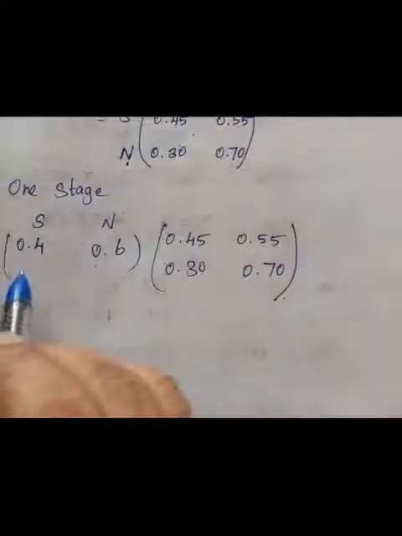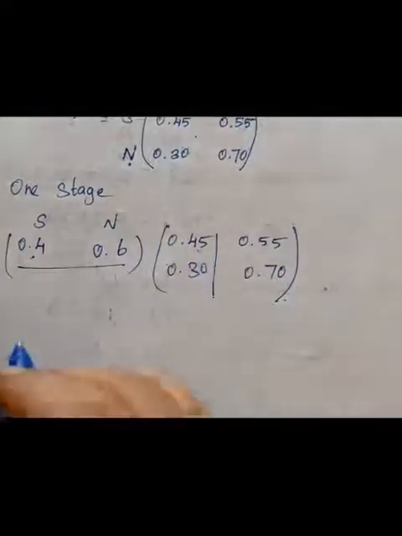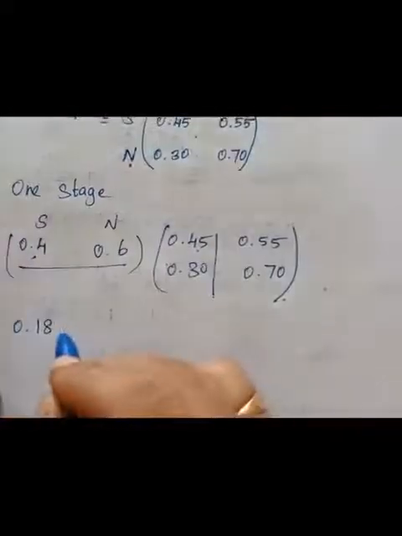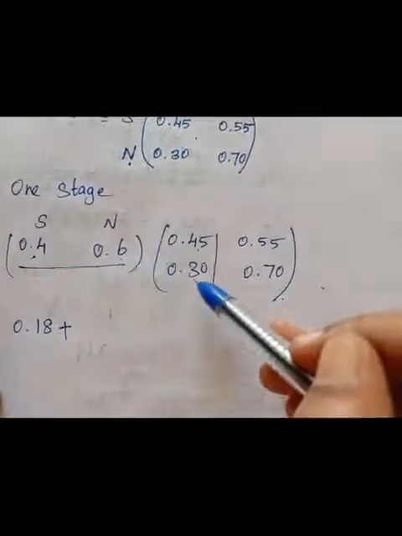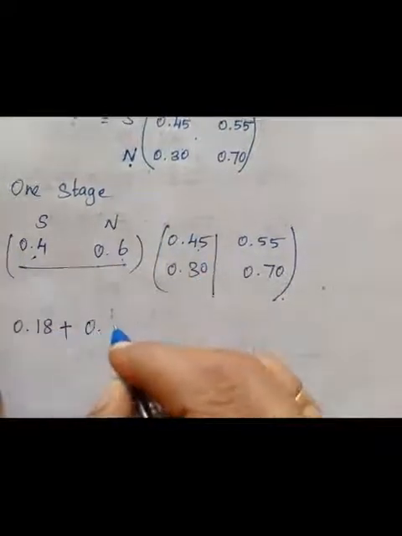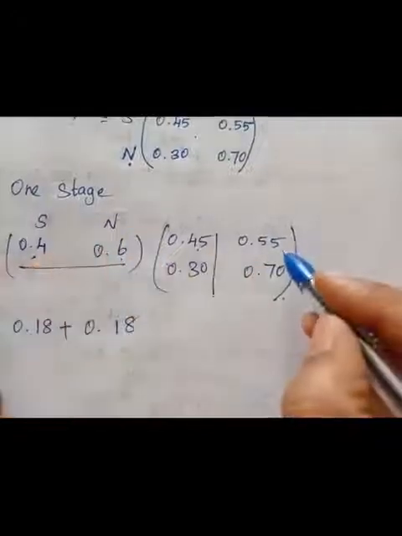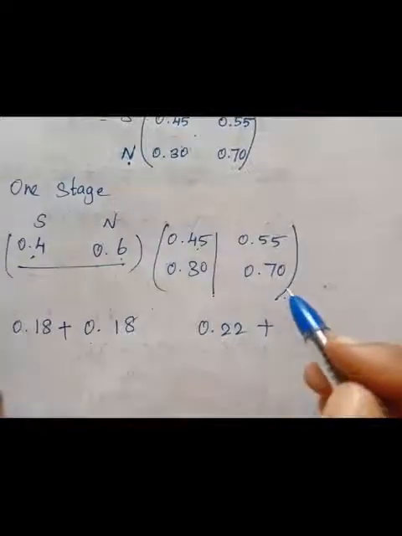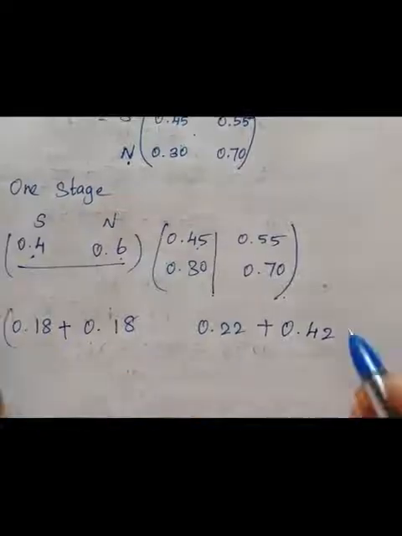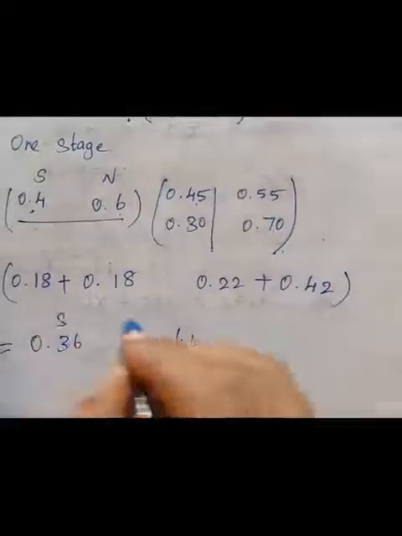As usual, you do matrix multiplication, row and column multiplication. 0.4 into 0.45 gives 0.18, plus 0.6 into 0.30, that is also 0.18, so we get 0.36. Next, this row with the next column: 0.4 into 0.55 is 0.22, plus 0.6 into 0.70 is 0.42, giving 0.64. So we get 0.36 for subscriber and 0.64 for non-subscriber.